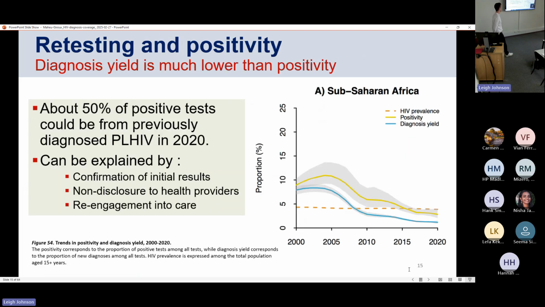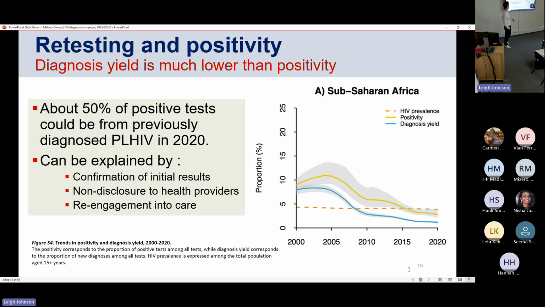We can also estimate retesting rates and positivity. And what we see on this graph here is the HIV prevalence for the whole region. In yellow, we have the positivity that is decreasing. And here we have the diagnoses yield. So we know that people can be retested multiple times because they don't disclose it to their provider, because they discontinue ART, move to another region, and then they need to be tested again.